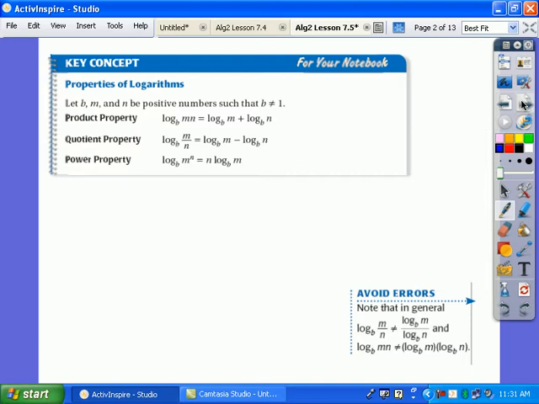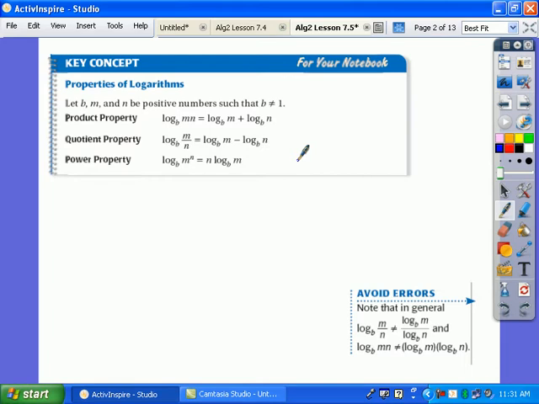One thing to note, this says log base b of m times n, and that equals log base b of m plus log base b of n. So that's the property here. When I have a logarithm and m times n is the argument, I can break that apart into two logarithms by the process of addition.